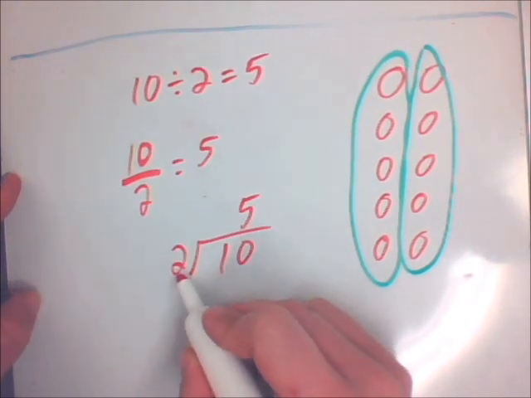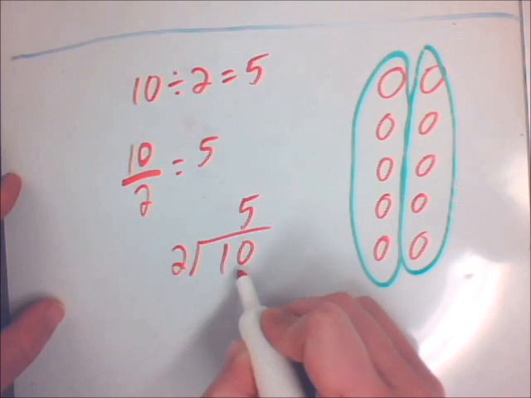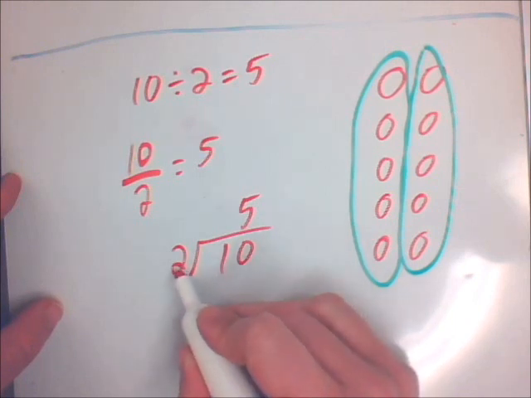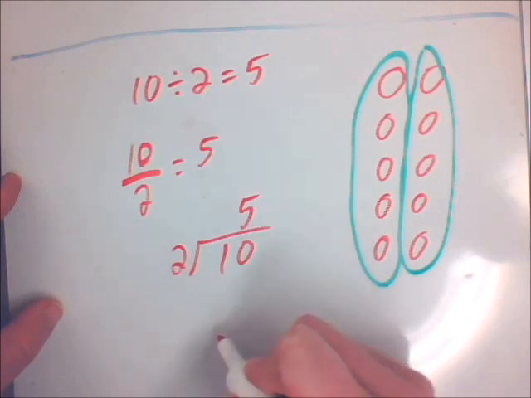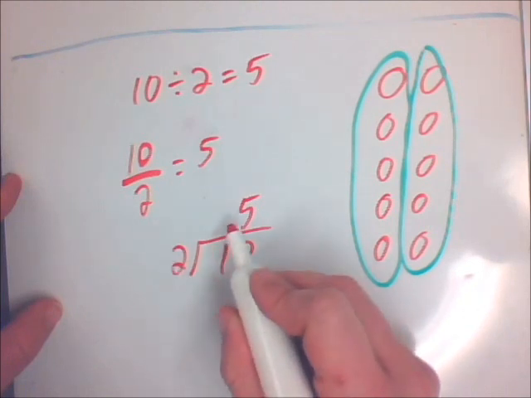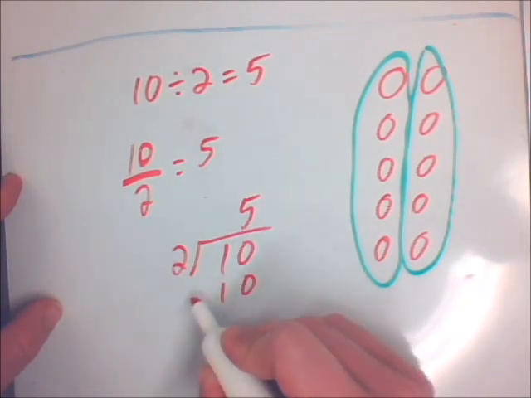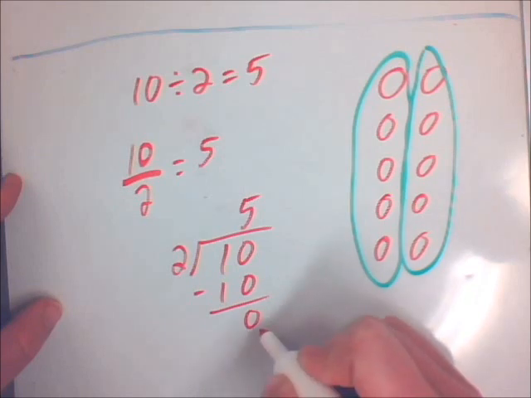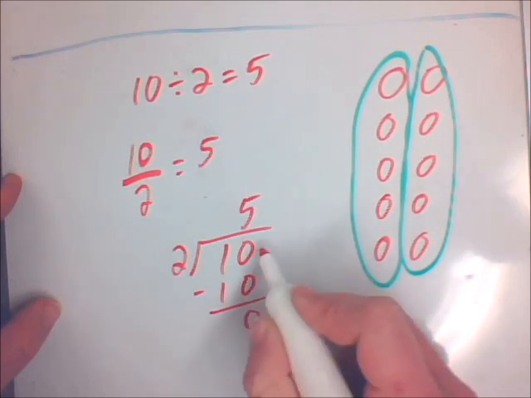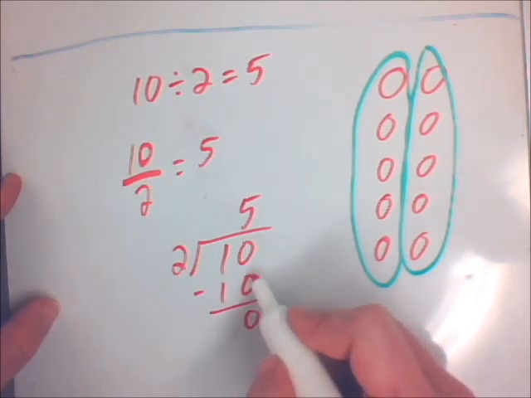So when I look at this, I go, 2 times what gives me 10? And I can find that 2 times 5 gives me 10. So to finish this off, I go 2 times 5, and then I write a 10 underneath and subtract and end up with 0 remainder. Now, this one's pretty simple, but what if it was a little more complicated?